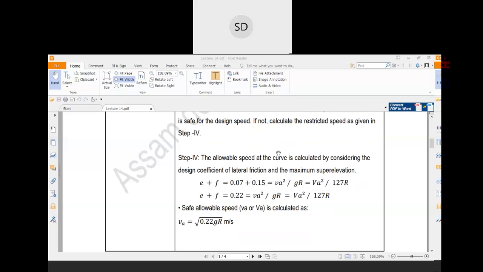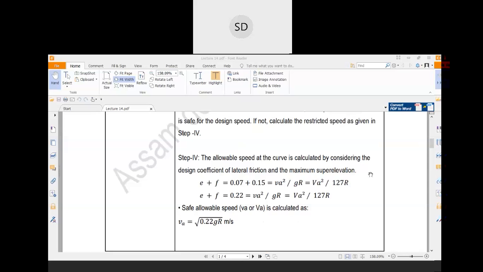So the speed value: e plus f equals v squared by gR. You put the value of e as 0.07 and f as 0.15, and you have to find out the value of v. Now, if the calculated value of v is greater than the design speed, in that case you can provide the maximum super elevation and maximum coefficient of lateral friction.